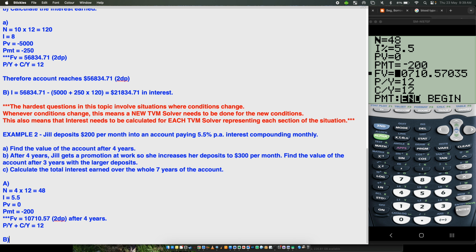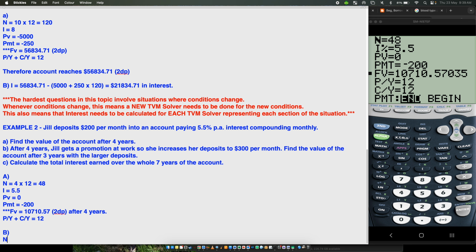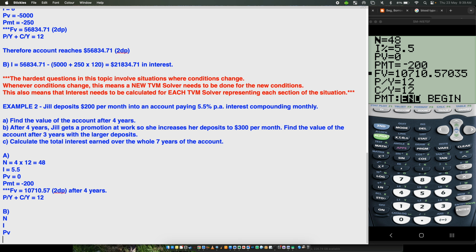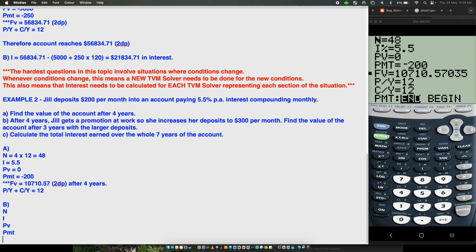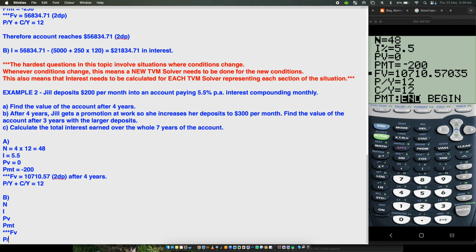All right, let's look at B. After 4 years, which we've dealt with right now, Jill's money got up to $10,710.57. But after those 4 years, Jill gets promoted. She increases her deposits to $300 per month. What's the value of the account going to be after 3 years with the larger deposits? So, think hard while I'm typing this out before we decide what numbers are going to go into TVM Solver.